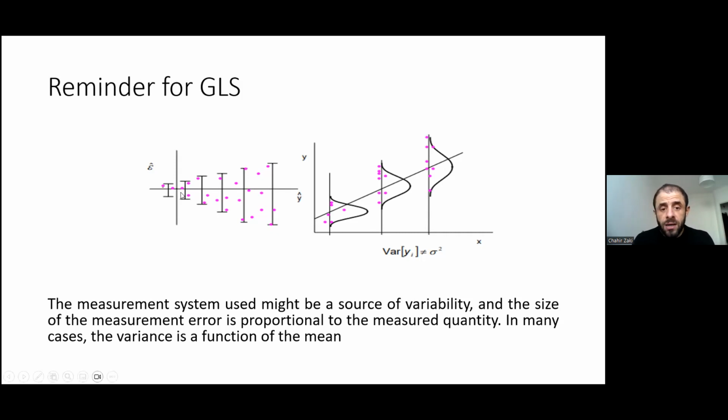So we can see here that for higher values of x, there is a larger variability. Here there is the lowest variability. Here we have the largest variability. That's why in this case, the variance is a function of the mean, and that's why the variance of the error term is not constant.